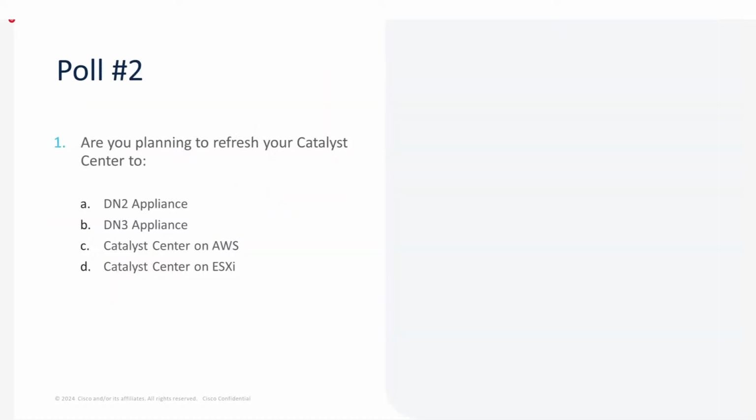So with that, it's time for our second poll. Are you planning to refresh your Catalyst Center? If yes, then to what? To a DN2 appliance, DN3, or are you planning to refresh it to AWS or ESXi? Please let us know, and we'll wait for your answers.